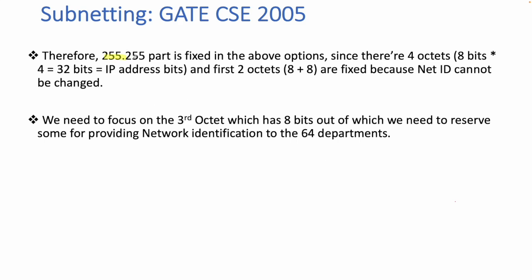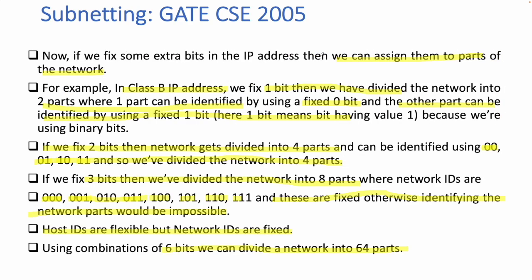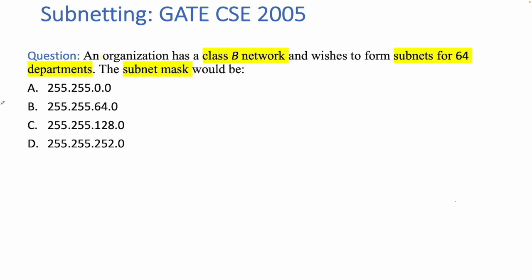Therefore, the 255.255 part is fixed in the above options. If you look at the options, 255, this part is fixed, right? Because this is your 8 bits, 8 bits, 8 bits, 8 bits. Now the first 2 octets are fixed in each option, right? Because 16 bits are fixed in class B.